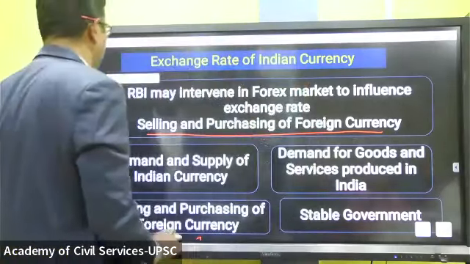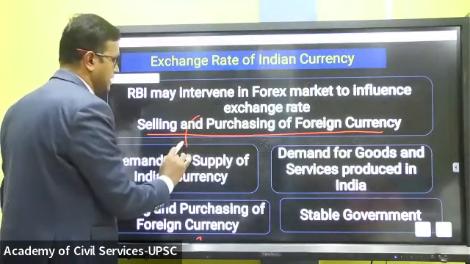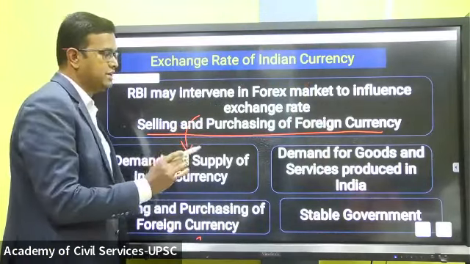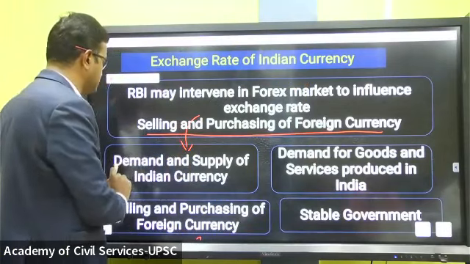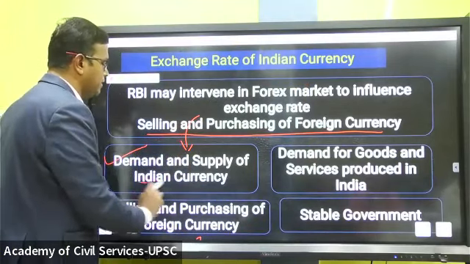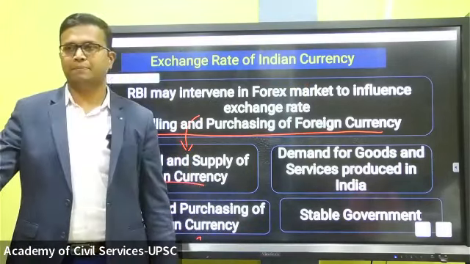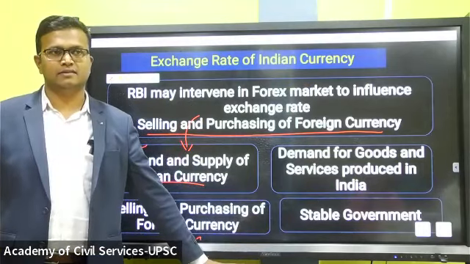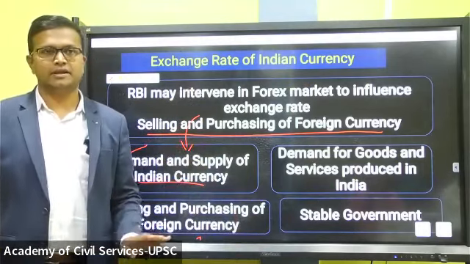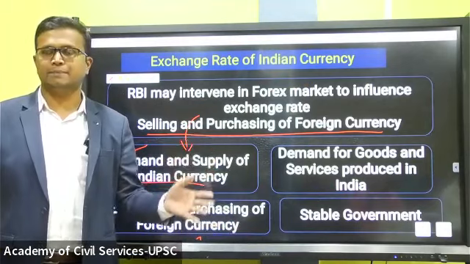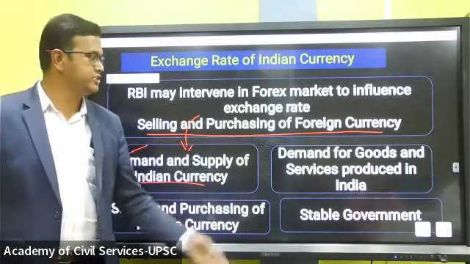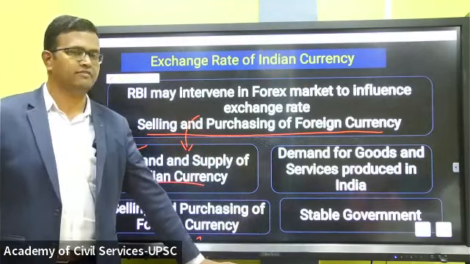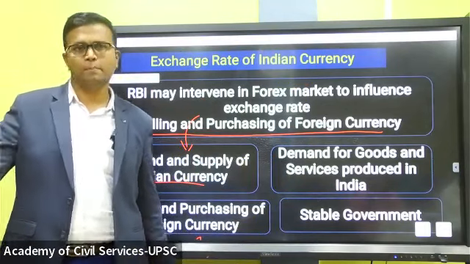Next one, how the exchange rate of the currency will be decided. What are the factors influencing the exchange rate of Indian currency? One is demand and supply of Indian currency. If supply of Indian currency is high, the value will depreciate. The demand of Indian currency is high, supply is less, the value will appreciate. Demand for goods and services produced in India.